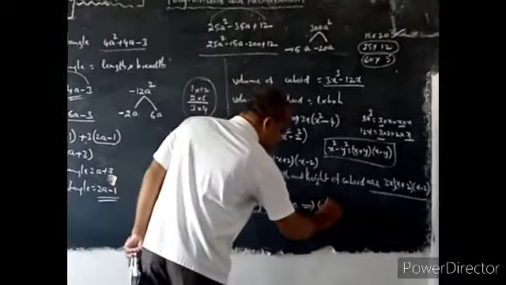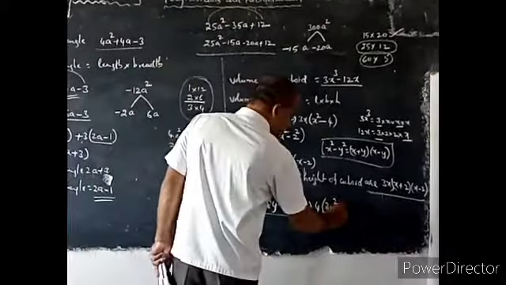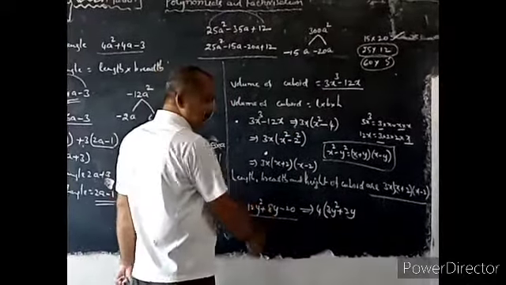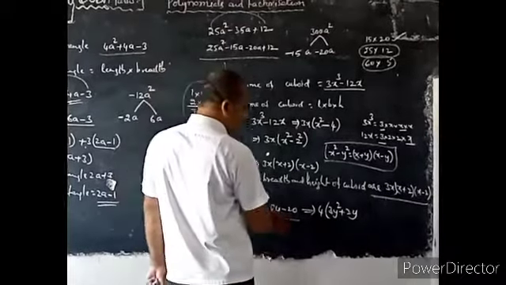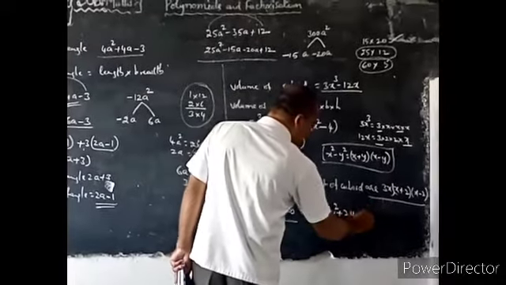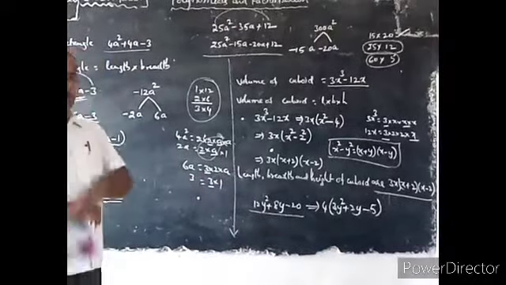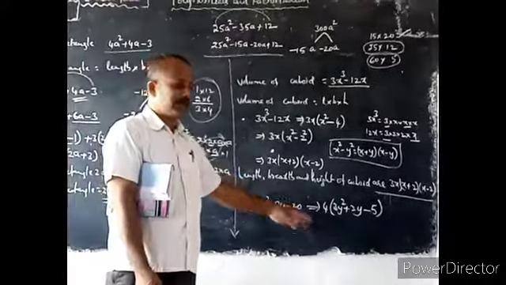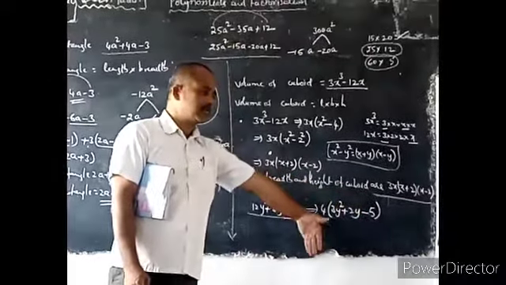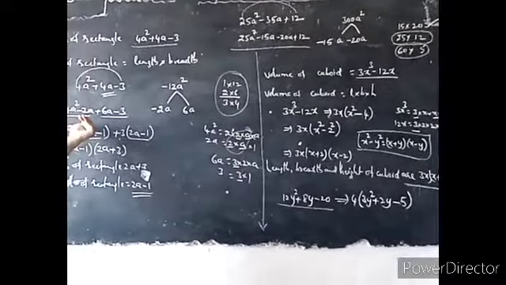What remains? 3y square plus 2y, and 8 by 4 becomes 2y, and 4 fives are 20, so minus 5. Already one factor we are getting. That means length is 4 centimeters or 4 units. While factorizing this expression, we are getting 2 more dimensions.